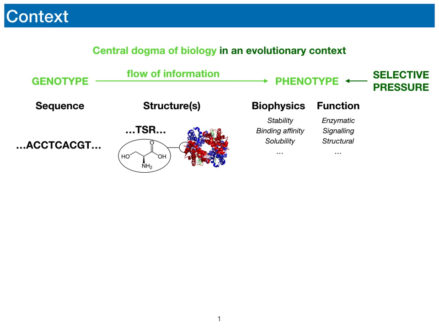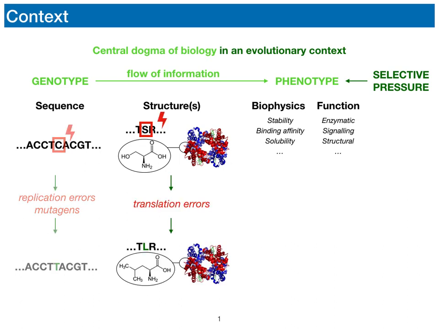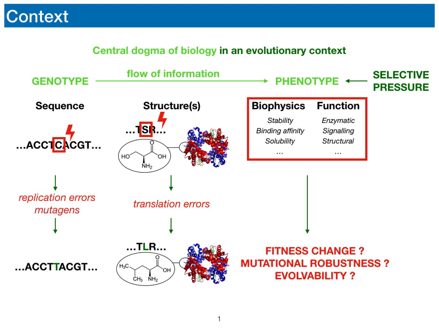More specifically, DNA sequences are transcribed then translated into protein structures that are characterized by their biophysical properties and their function. When a mutation is introduced either at the DNA level or at the protein level due to translation errors, the effects of that mutation propagate to the phenotype and eventually have an impact on the protein biophysics and/or function, which, depending on the selective pressures, might in turn have an impact on the fitness.